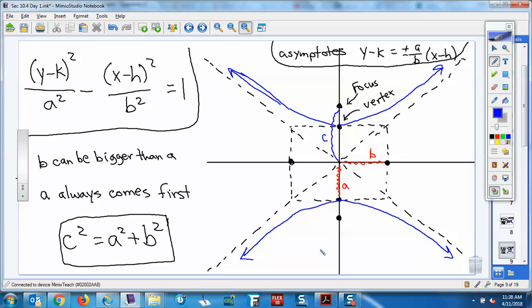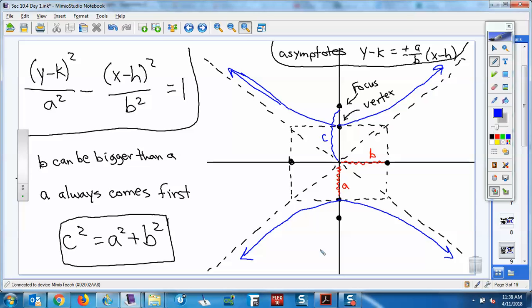A always comes first. This time A is under the y. So this time we're going to go up A, and we're going to go down A. And we're going to figure out our C, and we're going to go up and down. C is always on the same line as A, and that gives you your focus. B is the other one.